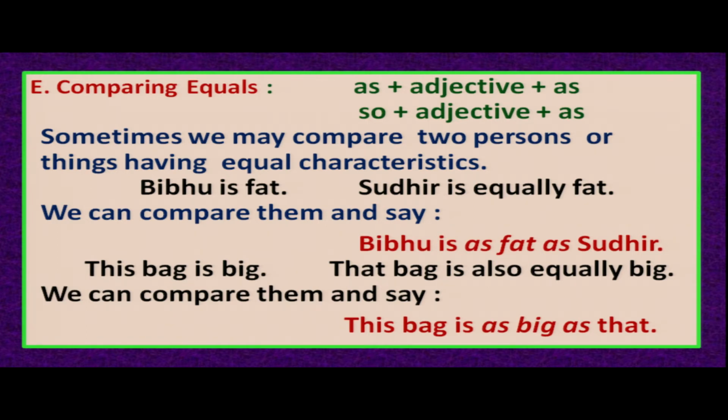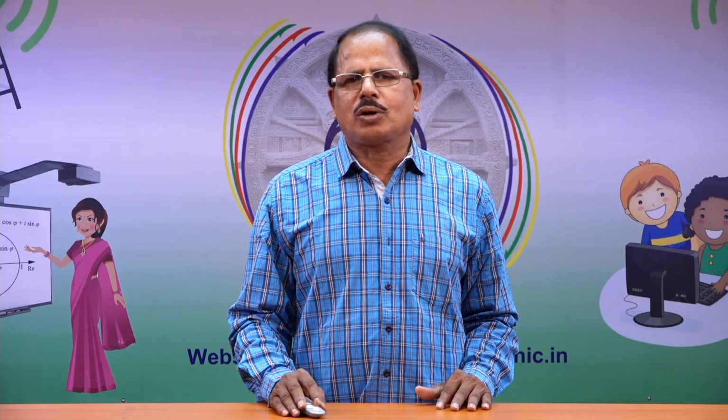You just see next example. This bag is big. That bag is also equally big. Both bags are equally big. There we say this bag is as big as that. So my dear children, this is another way, using as and so as, to compare equals. Right? You just see. For negative comparisons, Raja is tall, Subodh is not tall like Raja.